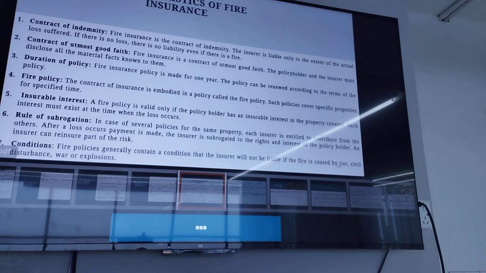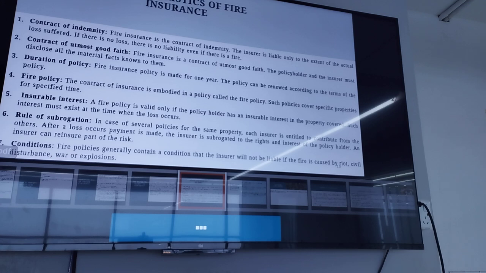The fire policy. The contract of insurance is embodied in a policy called the fire policy. Such policies cover specific properties for a specified time. Interest. A fire policy is valid only if the policyholder has an insurable interest in the property covered. Such interest must exist at the time when the loss occurs.